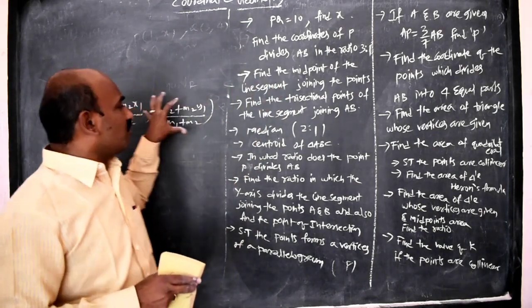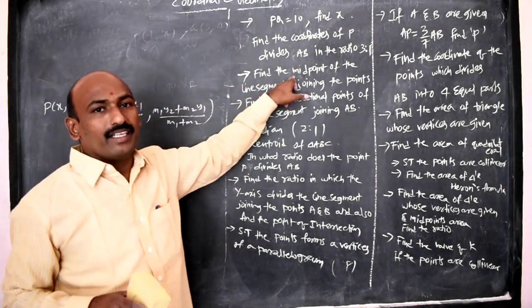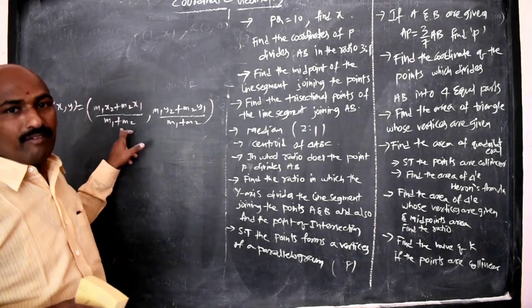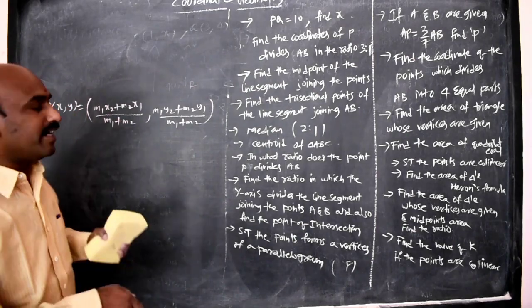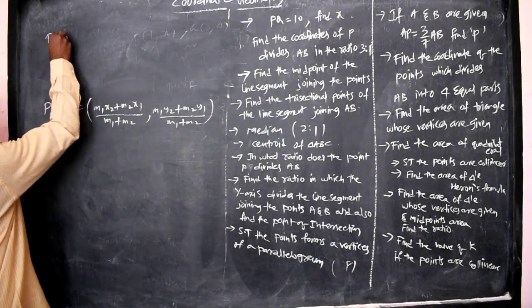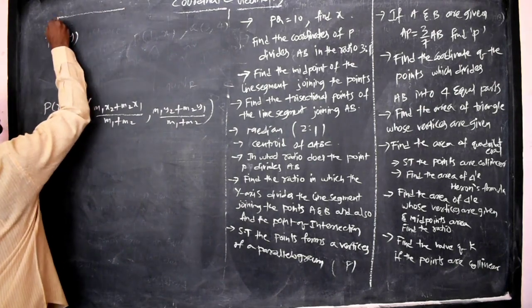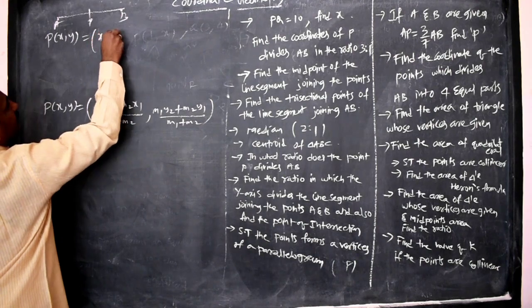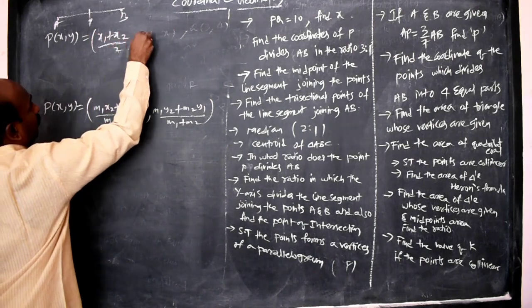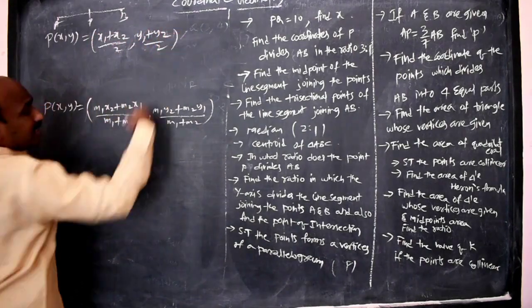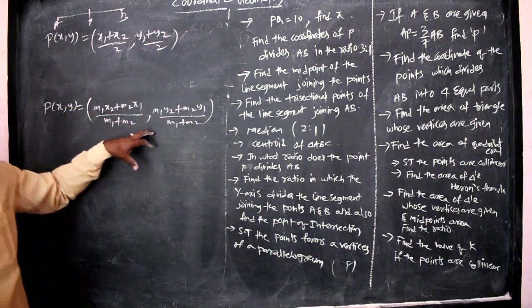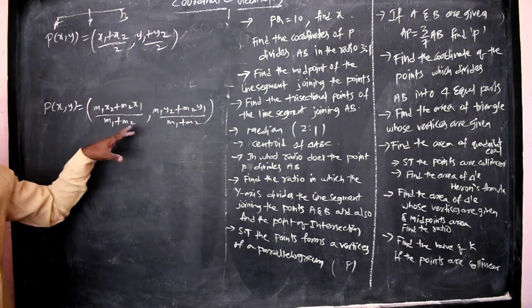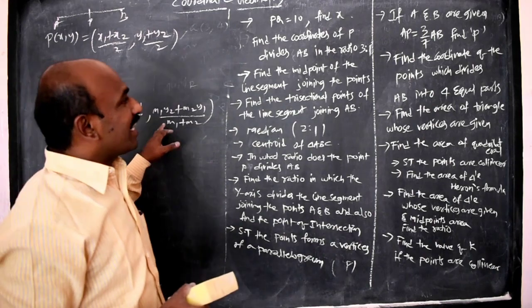From this same formula we can deduce the midpoint, where the ratio is 1:1, m1 is to m2. We can get the midpoint P(x, y) as the midpoint of AB, which is nothing but ((x1 plus x2) by 2, (y1 plus y2) by 2), like this. This is the midpoint formula we can derive from the section formula by taking the ratio 1:1, exactly the midpoint.